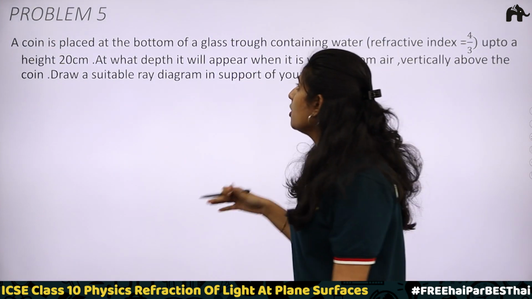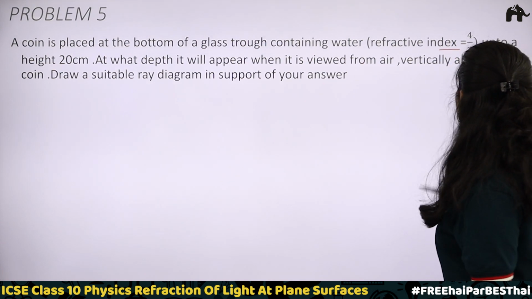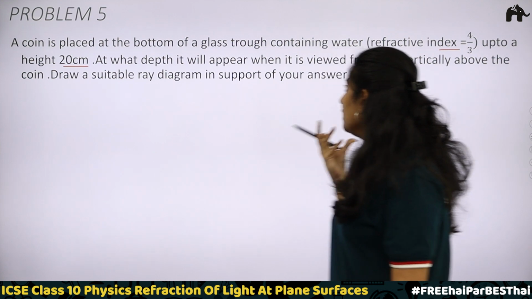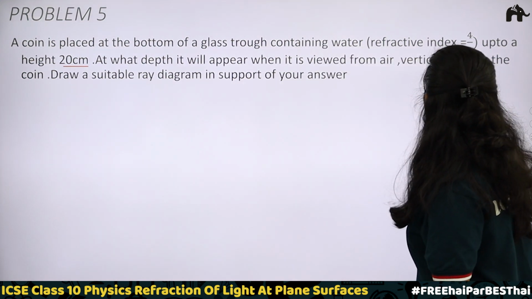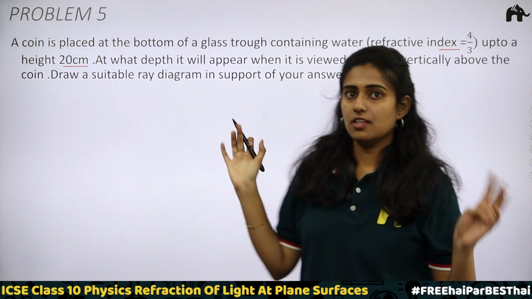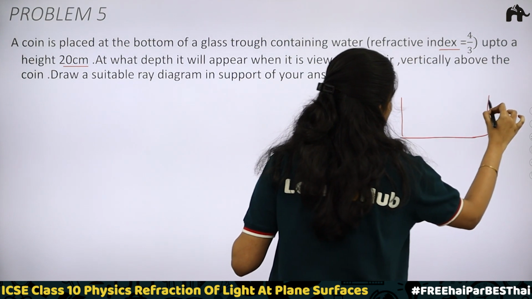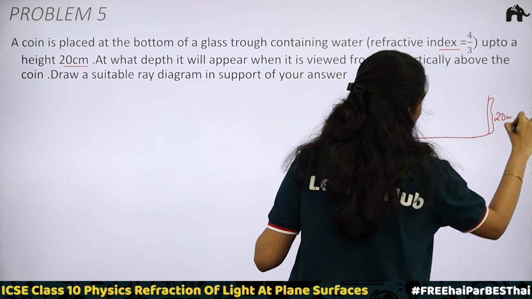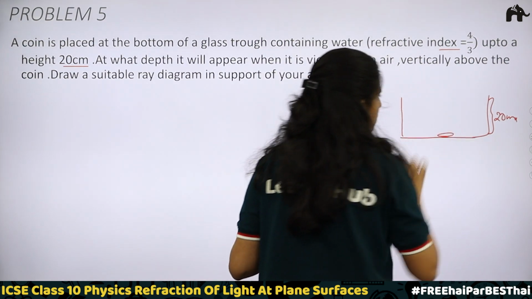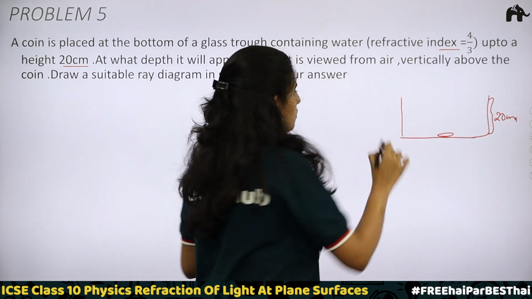Okay. Problem number 5. A coin is placed at the bottom of a glass trough containing water. The refractive index of water is given as 4 by 3, up to a height of 20 cm. At what depth will it appear when it is viewed from air vertically above the coin? Draw a suitable ray diagram in support of your answer. So here you have a glass trough which contains water up to a height of 20 cm. Let's say the coin is at the bottom of this glass trough. The water's refractive index is given as 4 by 3.